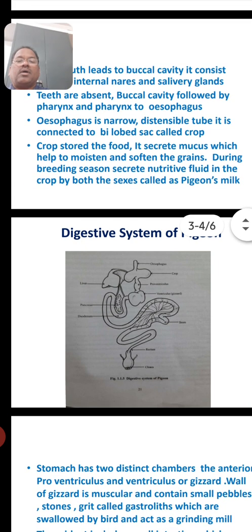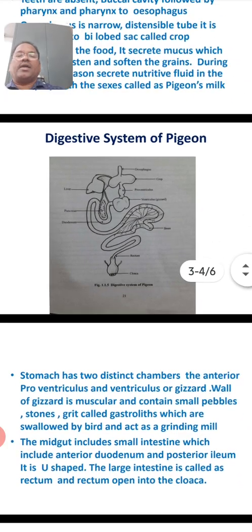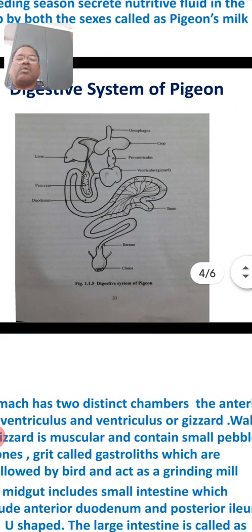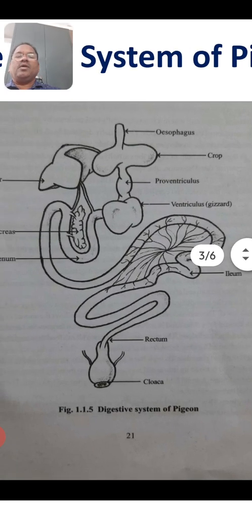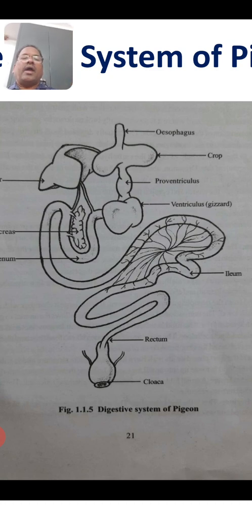Then you can see the diagram of the digestive system of pigeon. You can see here, in the anterior part, there is a beak. Then there is a buccal cavity to pharynx. So these are the parts inside the mouth, and then there is an esophagus. The esophagus, which is a tubular part, is followed by the crop.